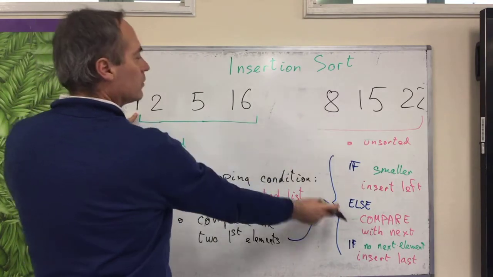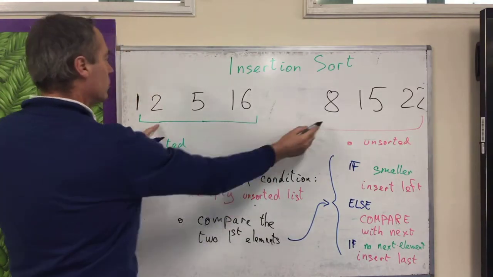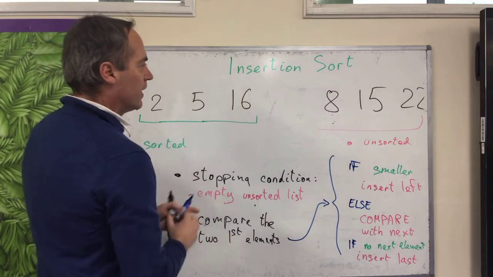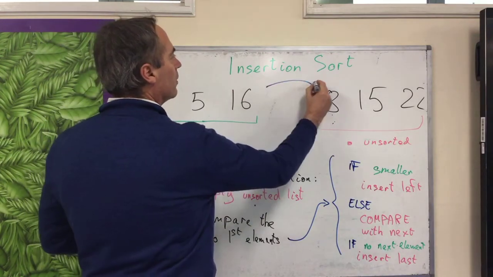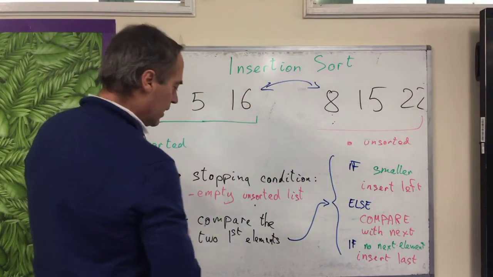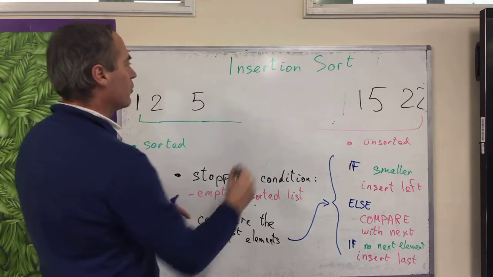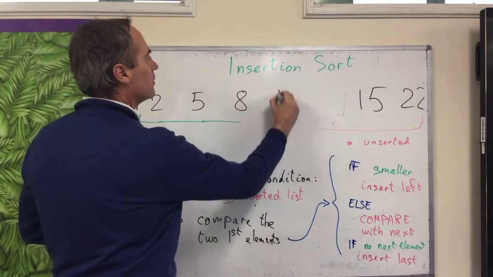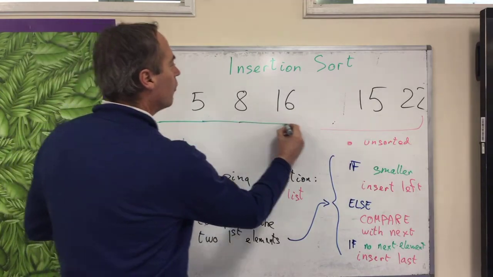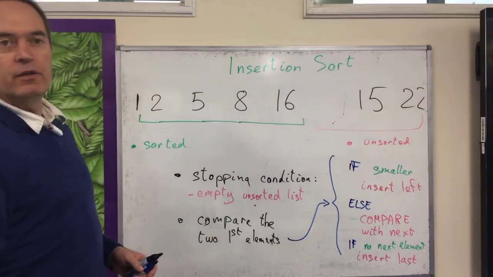And then I'll compare 1 with 8. 8 is bigger than 1, so I'm in the else, compare with next element. So 8 and 2, 8 and 5, 8 and 16. 8 is smaller than 16, so I need to insert it, bring it before. And in order to make it all fit on my board, I'm going to have 8 inserted before 16, and my sorted list has grown 1 more, while the unsorted one is shrinking even further.